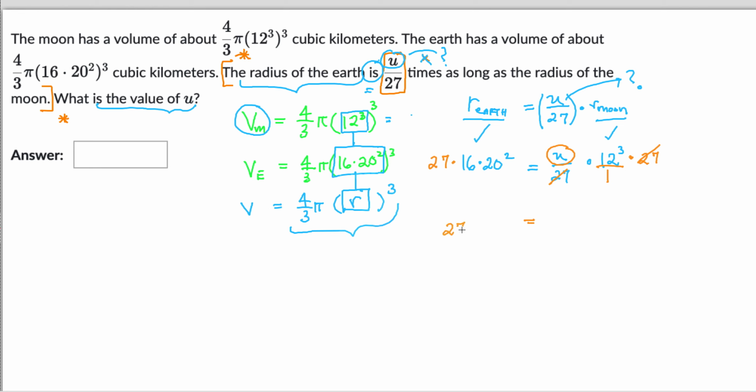So I get 27 times 16 times 20 squared is equal to u times 12 cubed. My last step, I divide by 12 cubed, and I get some value for u. Use your calculator if need be. u equals this number right here. Okay, 27 times 16 times 20 times 20 divided by 12 cubed is 100. 100.